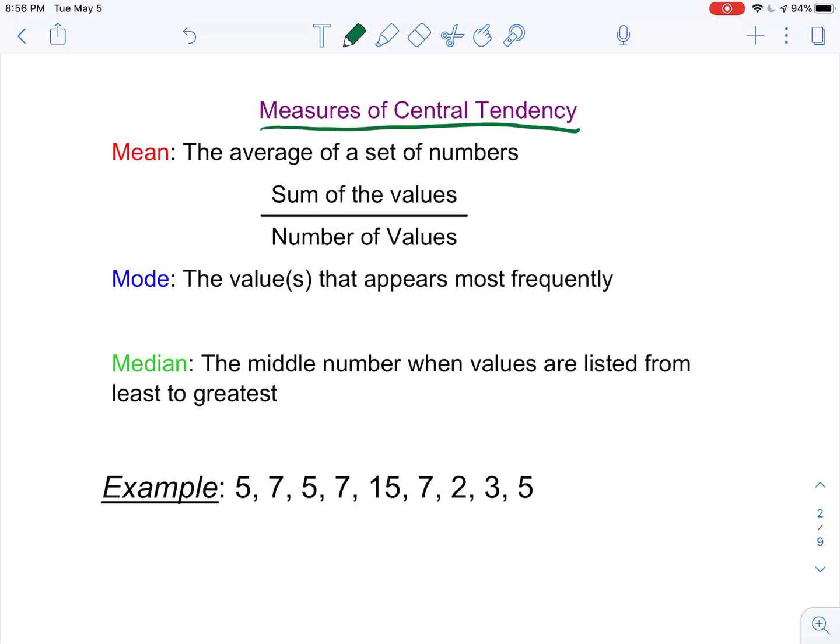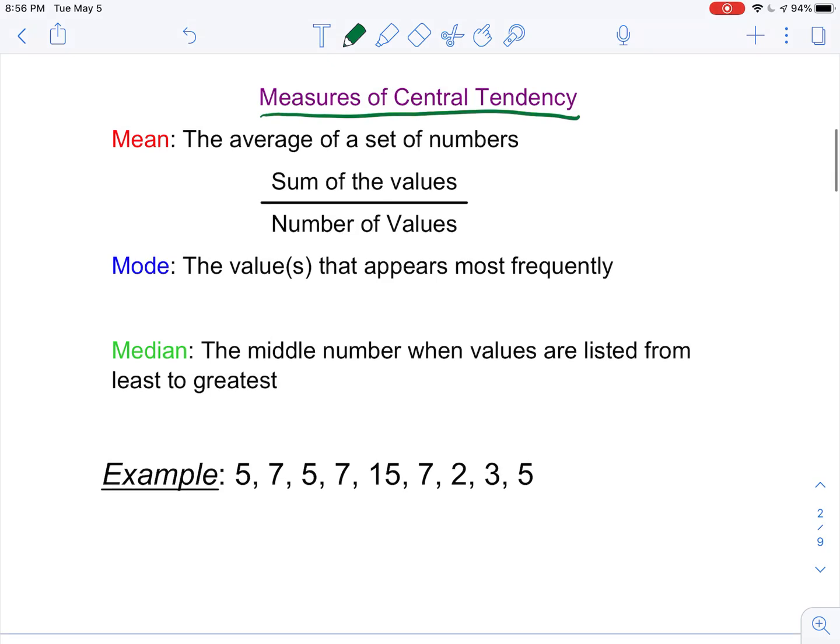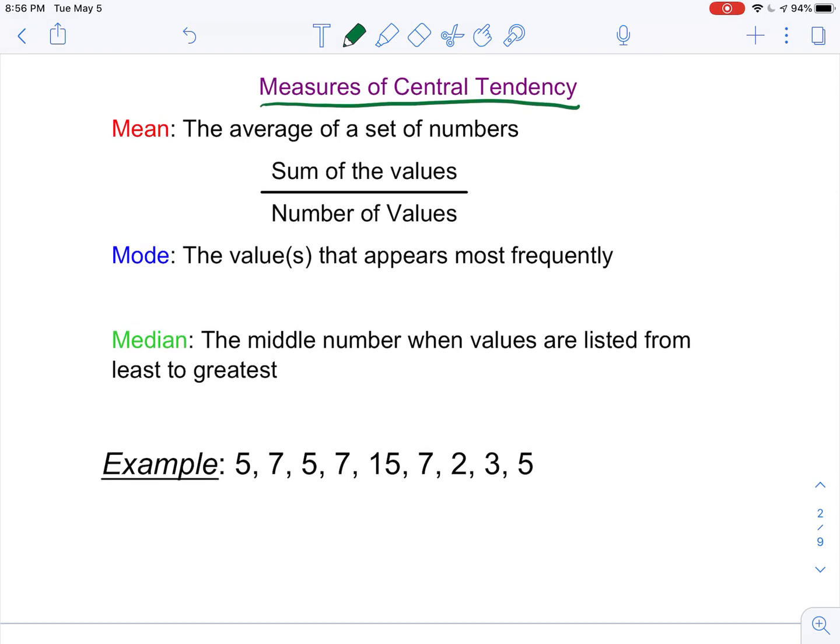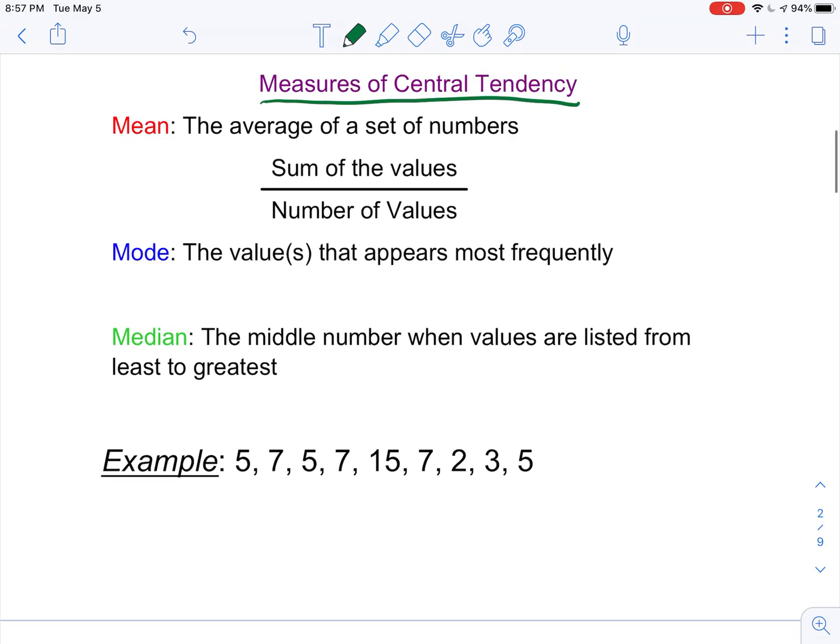So we have the mean. The mode, hopefully you remember this, is the value or values that appear most frequently. So we're looking for repeated. And the median is the middle number when values are listed from least to greatest. First we're going to calculate this by hand and then talk about how to do this on the calculator.